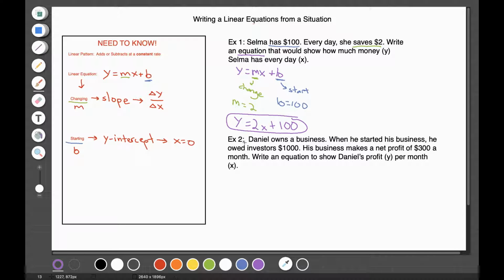Okay, now we are on to example number 2. There's really no difference except that some of the words and some of the context is a little bit more complicated in example 2, but we're going to see that it's the same exact thing.